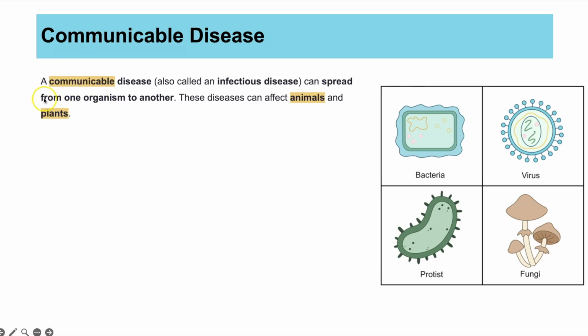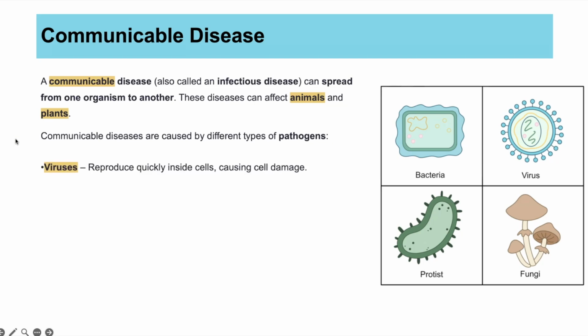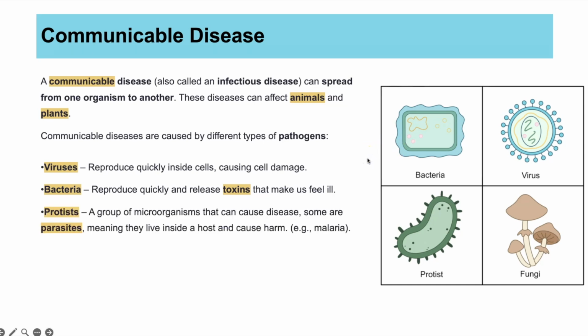So we already said what a communicable disease is, and they're caused by different pathogens. The pathogens that you need to know are viruses, which you can see here in the top right. These reproduce quickly inside of cells, and that is how they cause damage. Bacteria also reproduce quickly. About once every 20 minutes they reproduce, and they can release toxins, and because you have so many bacteria producing those toxins, it can make you feel ill.